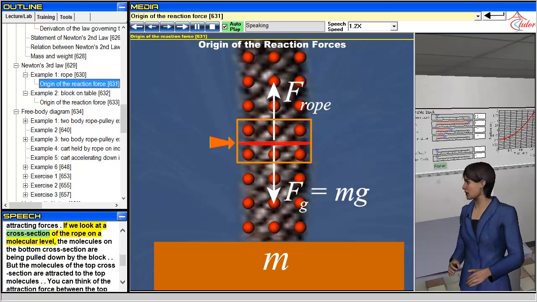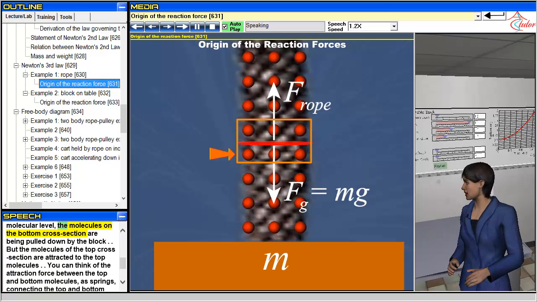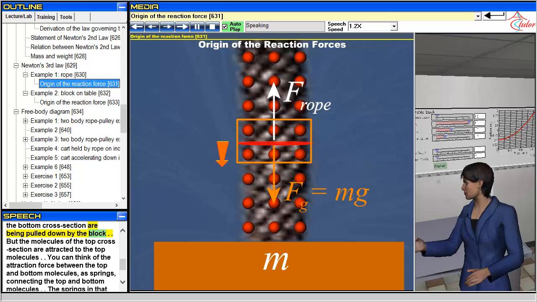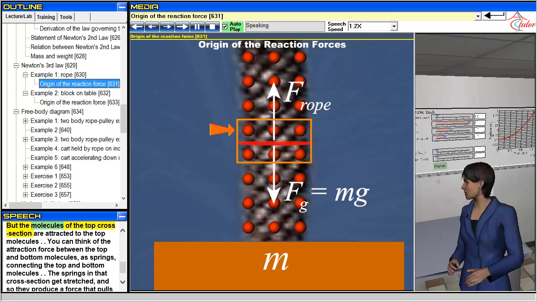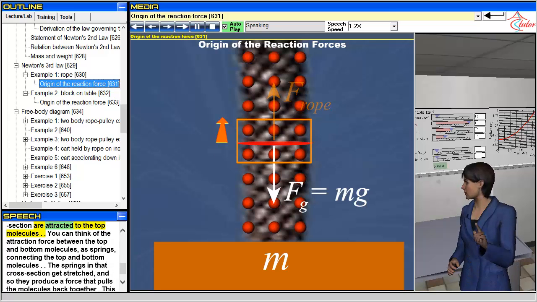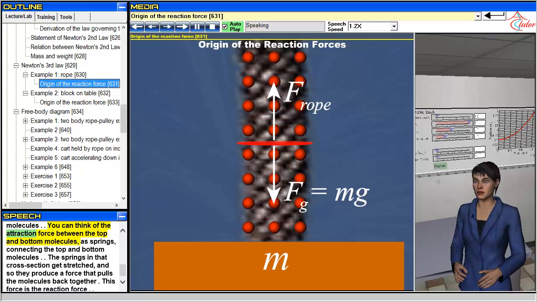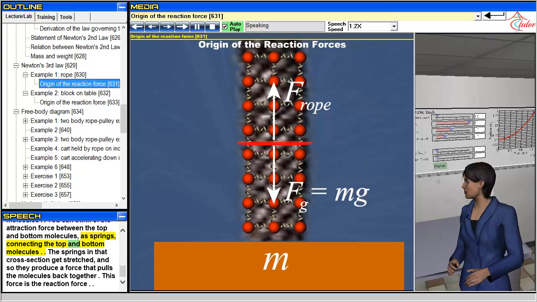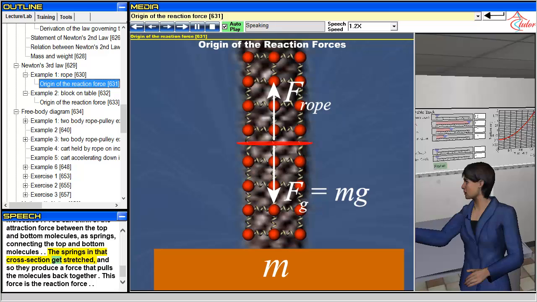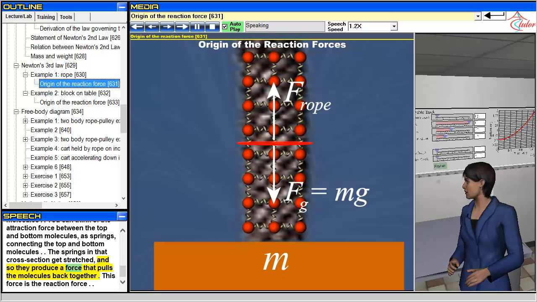If we look at a cross-section of the rope on a molecular level, the molecules on the bottom cross-section are being pulled down by the block. But the molecules of the top cross-section are attracted to the top molecules. You can think of the attraction force between the top and bottom molecules as springs, connecting the top and bottom molecules. The springs in that cross-section get stretched, and so they produce a force that pulls the molecules back together. This force is the reaction force.